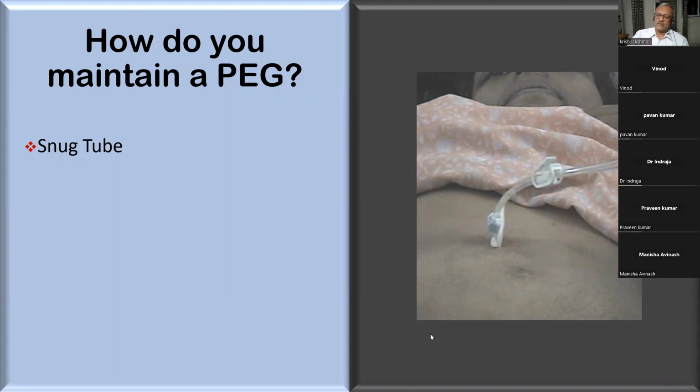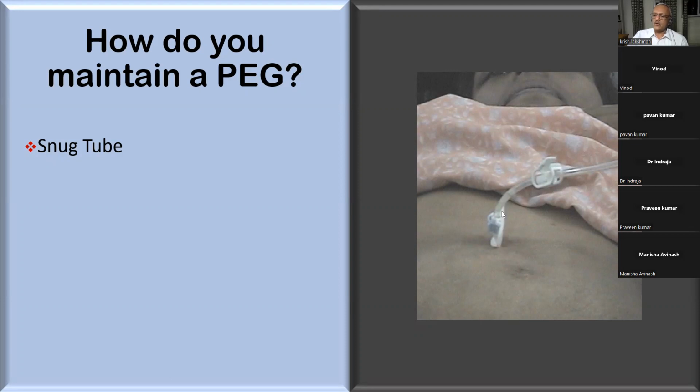You can see this is called the flange, the white thing. It's sort of sitting up semi-vertical from the abdominal wall, from the skin. And the tube is straight out. This should not be sitting lax. There should be no movement between the tube and the abdominal wall.